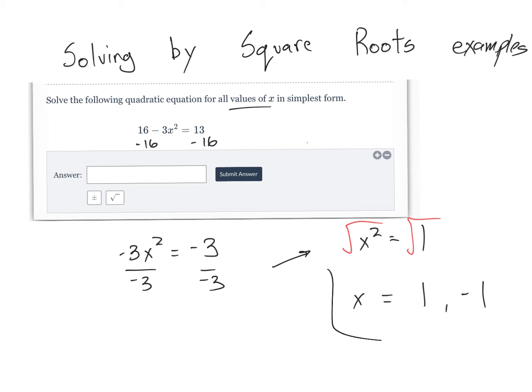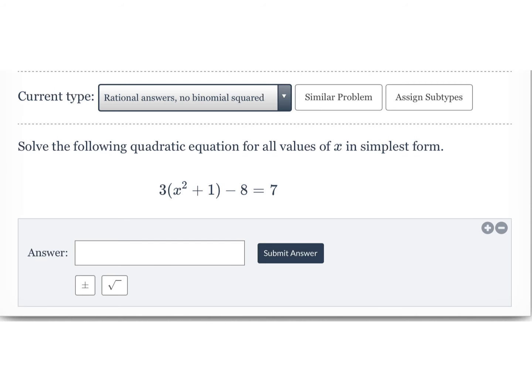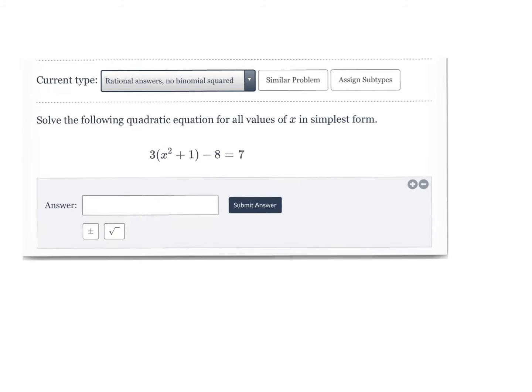So here are our 2 answers, and then when you type it into the Delta Math, you could use this button right here and use you see that positive negative sign in front just means there's 2 answers. Clear? Answers negative 1 and positive 1. All right, let's do one more example.